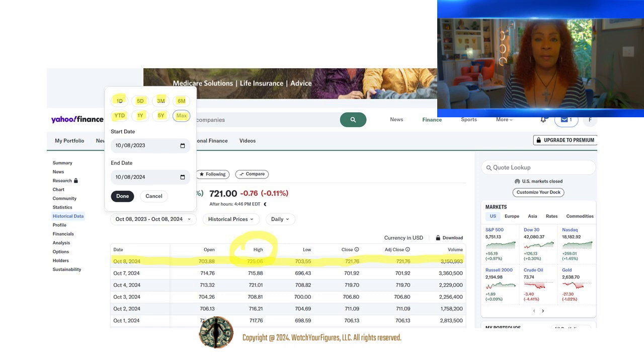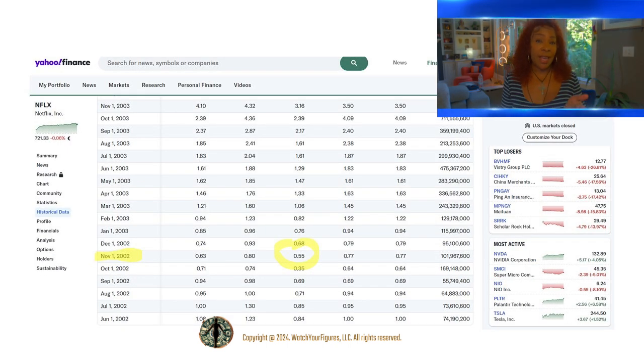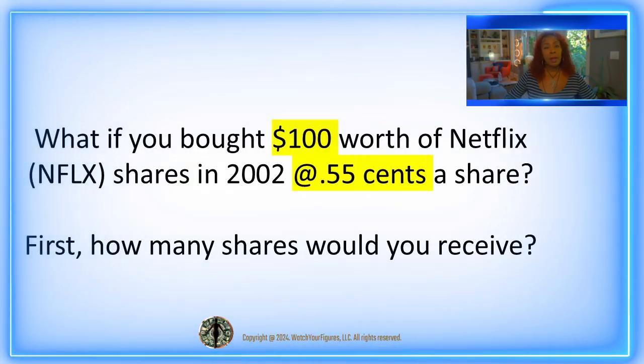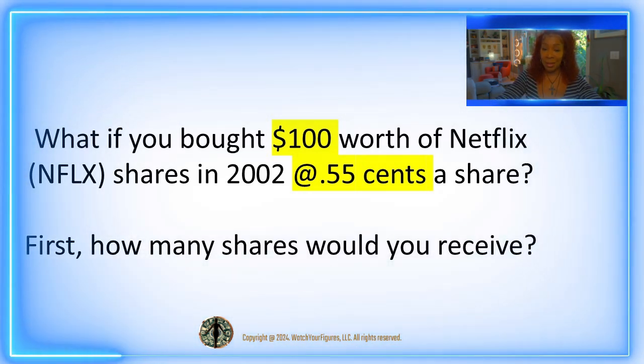For example, okay, $725 today. Let's go to historical prices. Okay, so Netflix came out in 2002, I would assume by the report. And on November 1st, 2002, the lowest it had been was like 55 cents a share when it first came out. Now, what did we say the price was right now? The highest one was $725, as of October 8th. But at one time, you could have got in at 55 cents a share. So what if you bought $100 worth of Netflix back in 2002 at 55 cents a share?